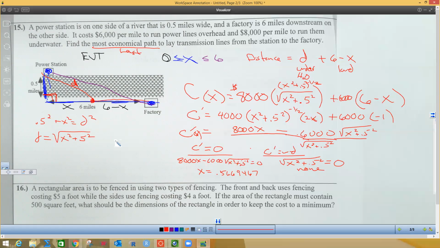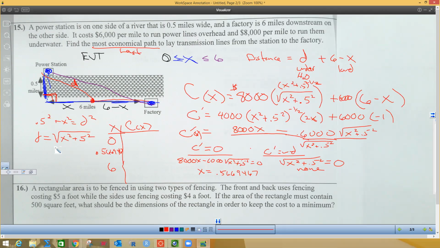So what I'm going to do is make a T-chart, and I'm going to plug my different values for X into my cost function and find the least one. That's the one I want. So I'm going to do 0, 0.5669467, and 6. Those are my endpoints, 0 and 6, and then this is my critical number. So I'm going to plug that into my function.